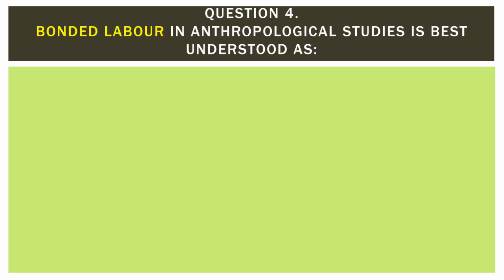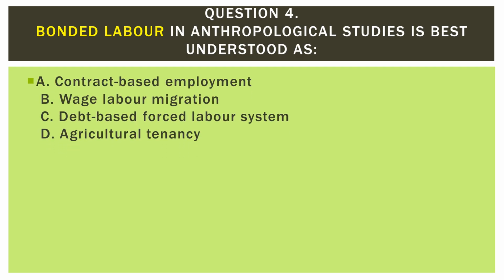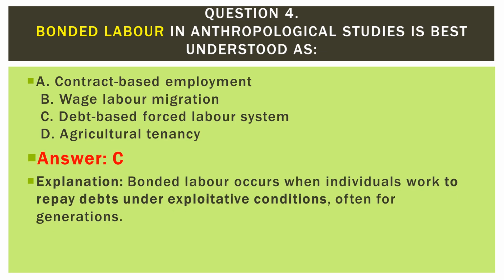Question 4. Bonded labor in anthropological studies is best understood as A. Contract-based employment. B. Wage labor migration. C. Debt-based forced labor system. D. Agricultural tenancy. Answer, C. Explanation. Bonded labor occurs when individuals work to repay debts under exploitative conditions, often for generations.